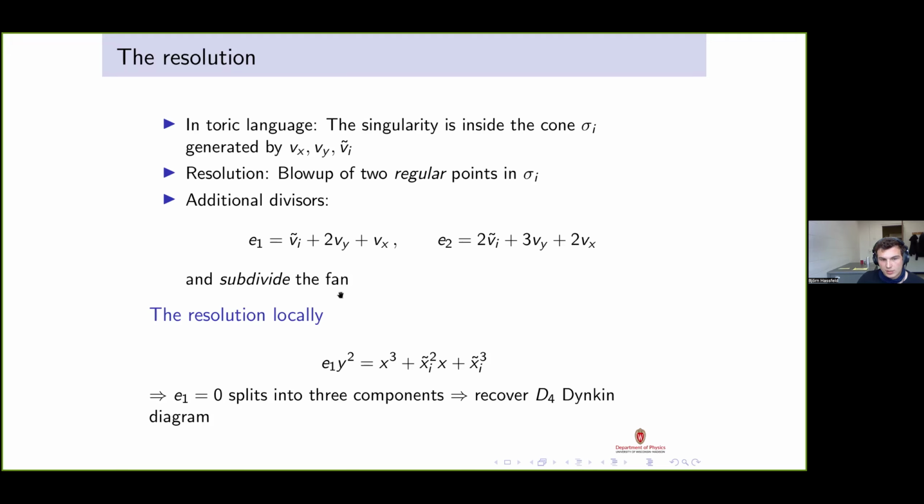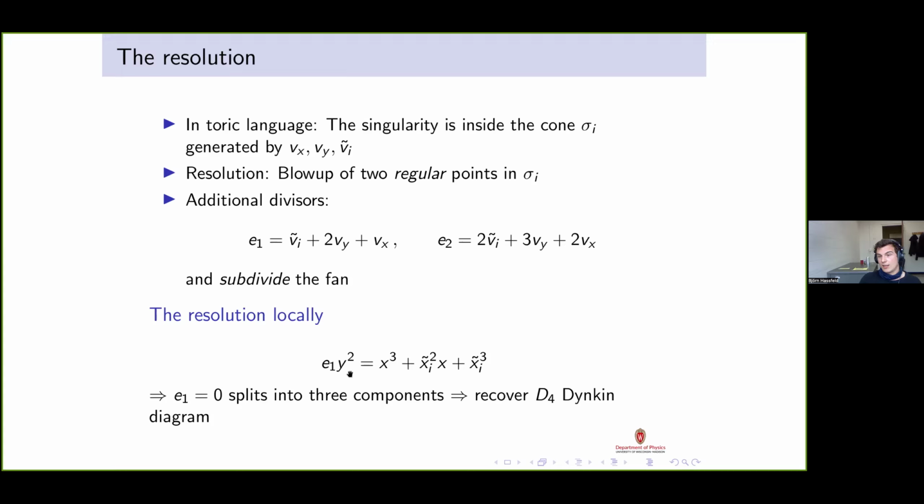And it turns out that this E1 ray that we add corresponds to three divisors in the Calabi-Yau. If you go to the local picture in the Weierstrass model, you can see that the Weierstrass model takes this form. If you set E1 to 0, we'll have a cubic equation in x and x twiddle. And this means that on the Calabi-Yau, this has three solutions.